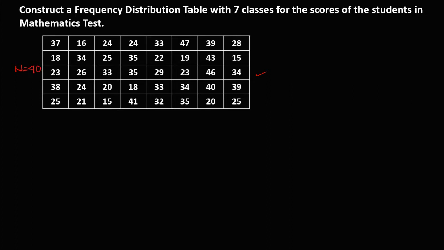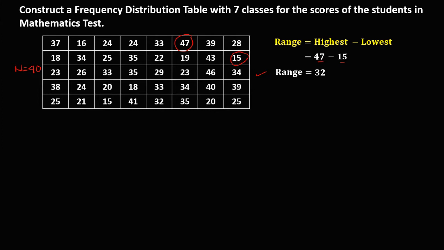To construct a frequency distribution table, first we need to find the range. The formula for the range is the highest score minus the lowest score. In the given scores, the highest score is 47 and the lowest score is 15. So range is equal to 47 minus 15, which is 32.